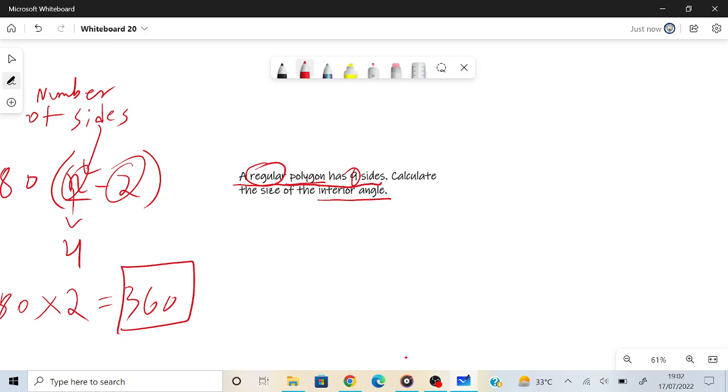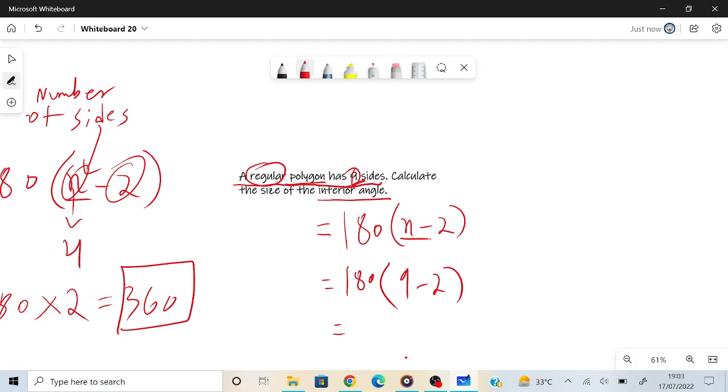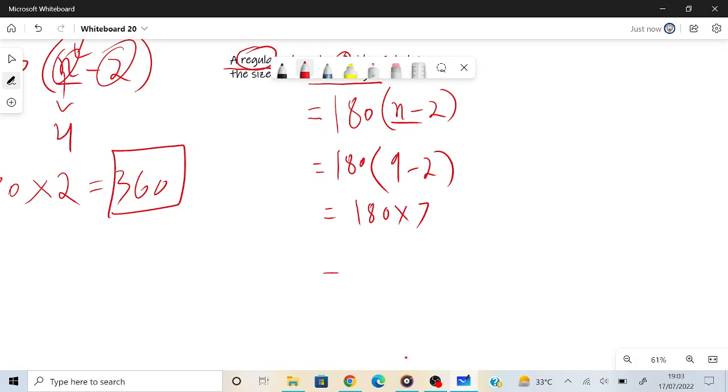From our equation that I stated before, we know that the sum of all the interior angles in a polygon is given by 180 times n minus 2, where n is the number of sides. So we know that the number of sides in this case is 9. So we do 9 minus 2. And then doing this, we have 180 times 7. 180 times 7 should be 1260.